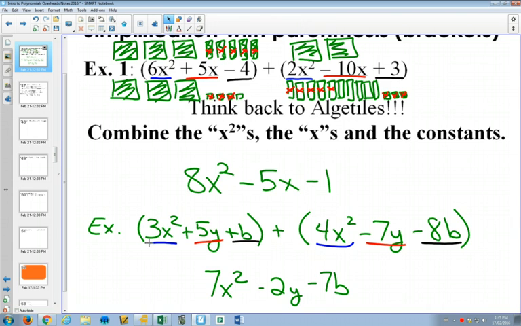What we notice with adding is those brackets really didn't matter. We did exactly the same thing as we did the other day when we didn't have brackets. And that's going to be true for adding. But when we subtract, it does matter.